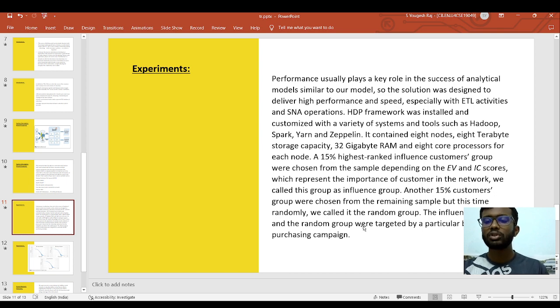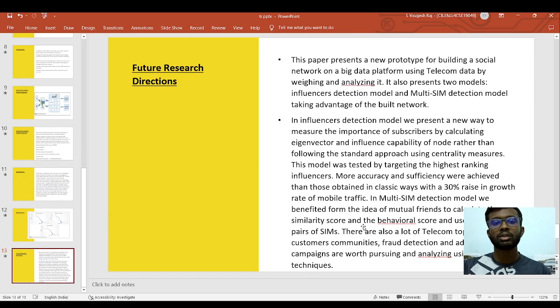Looking into the future research directions, what this research paper actually says is that it presents a new prototype for building the social network on a big data platform using telecom data, by weighing it and analyzing it. It also presents an influencer detection model and a multi-SIM detection model, taking advantage of the built-in network.